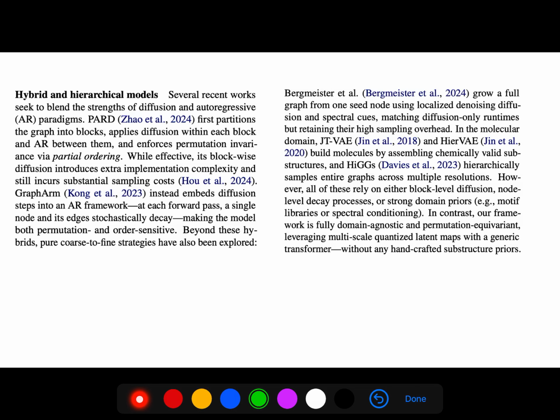There are also other ideas in autoregressive diffusion, like PARD, this paper from Carnegie Mellon, that first partitions the graph into blocks, applies diffusion within each block, and autoregressive between them. And it introduces partial ordering, which enforces permutation invariance, but its block-wise diffusion introduces extra implementation complexity and it still incurs substantial sampling costs.